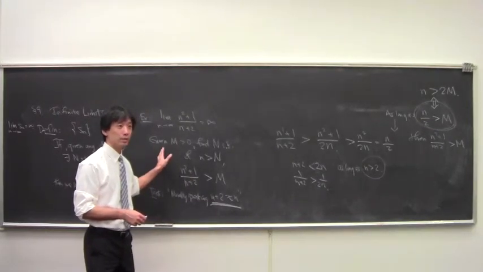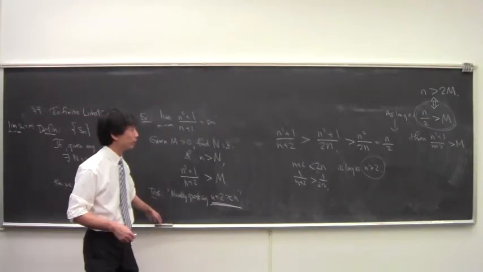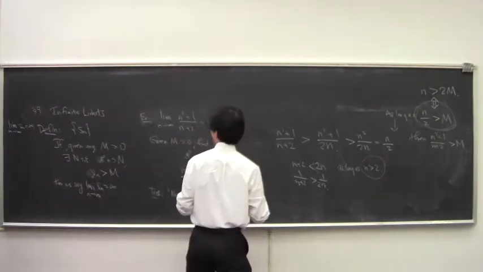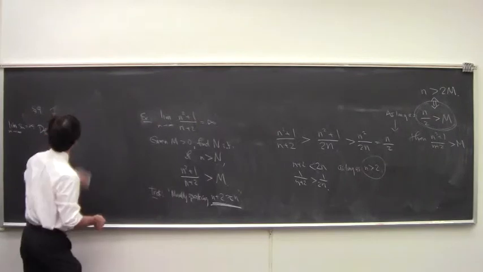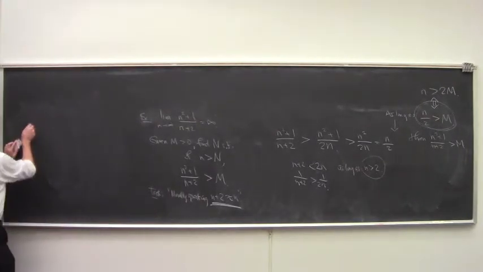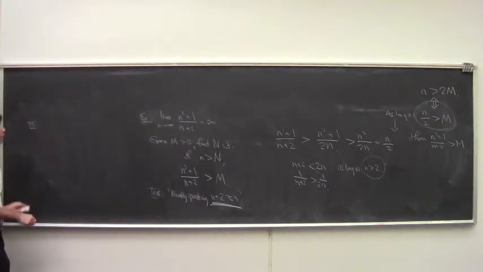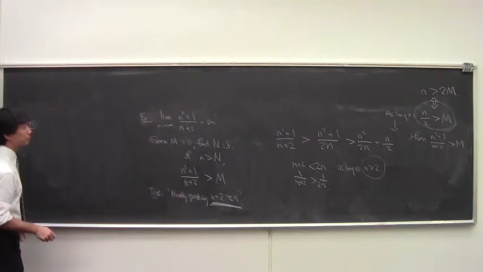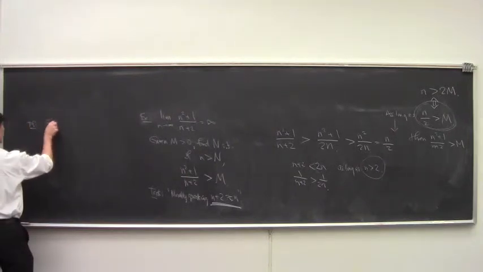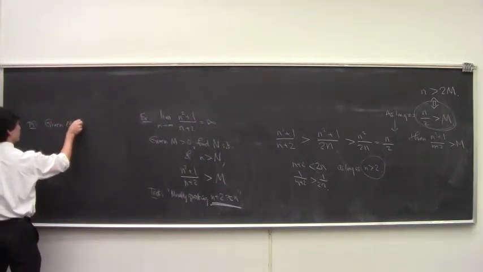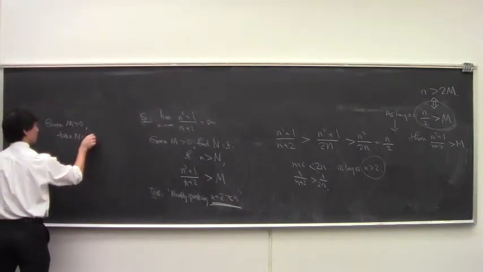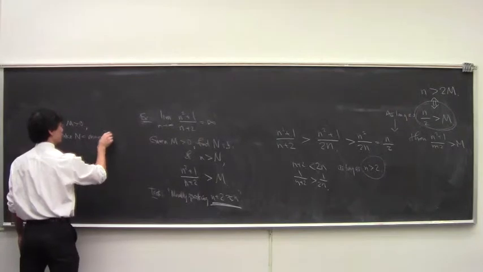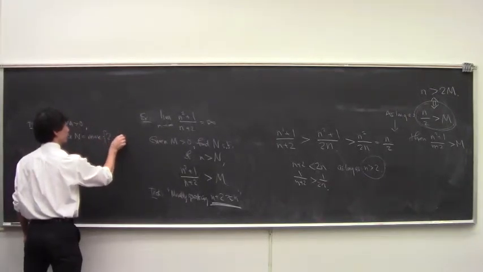Okay, so that's your scratch work, and then once you work out the scratch work, you write it out. Okay, here's the proof. Given m, take n to be the max of 2 and 2m.